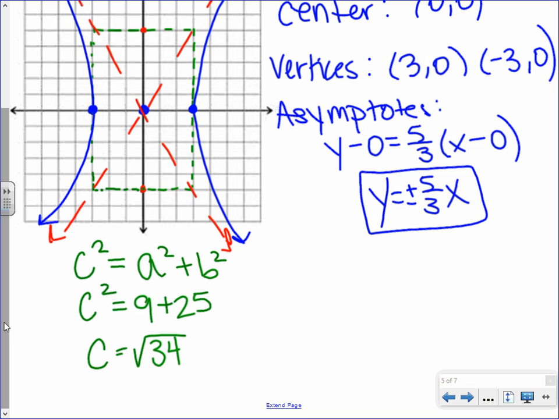Square root of 34 is almost what integer? It would be almost 6. The square root of 34 is close to the square root of 36, which is 6. So we will move from the center 1, 2, 3, 4, 5, almost 6. 1, 2, 3, 4, 5, almost 6. And those are our foci.